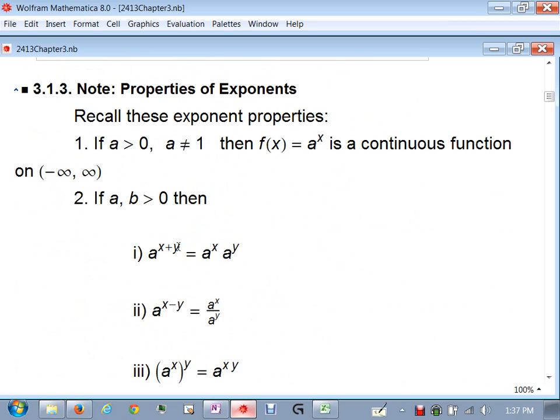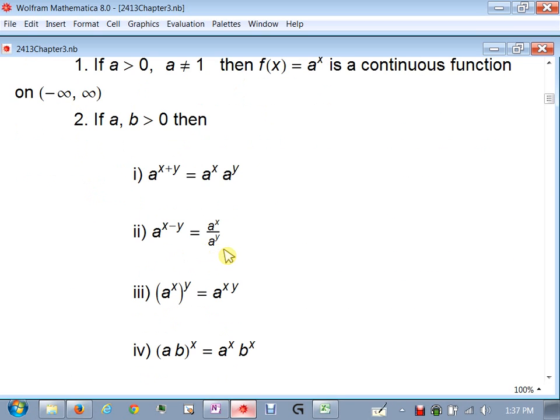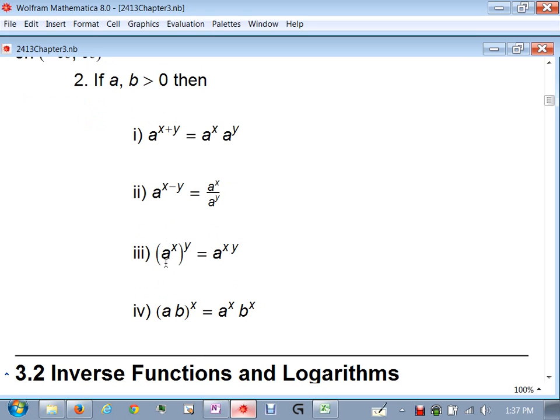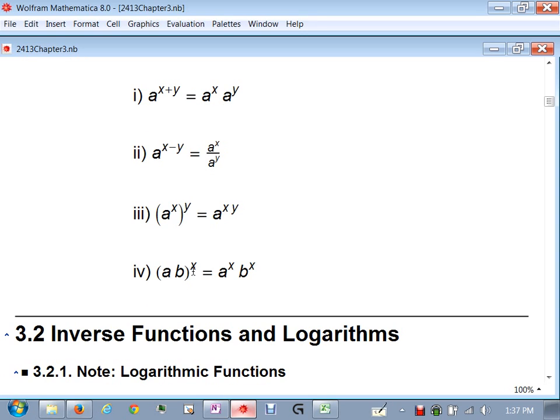Also, we had all those properties of exponents. If you have something to a power times the same thing to a different power, you add the powers. If you have division, you subtract the powers. You all remember those? If you have something to a power, you multiply the powers. If you have two things being multiplied to a power, you can apply the power to each one.